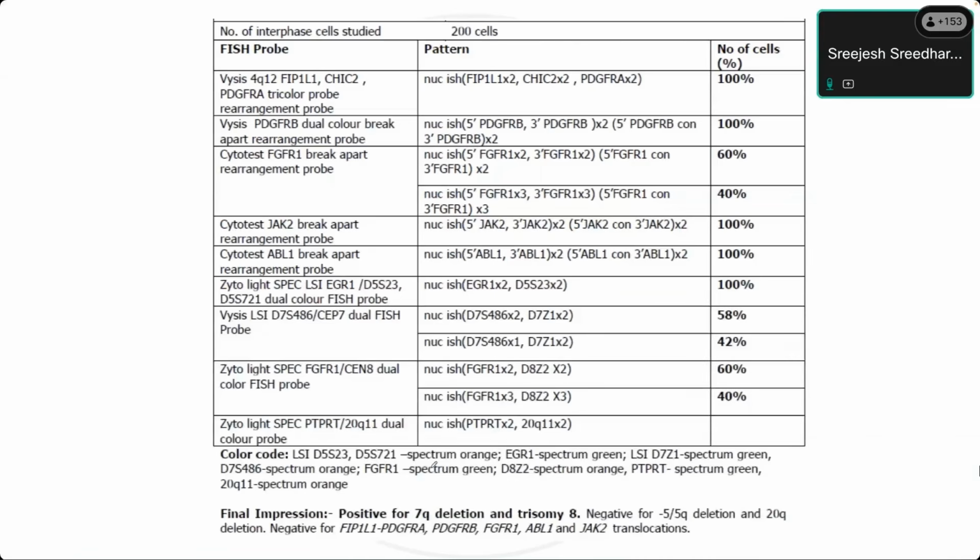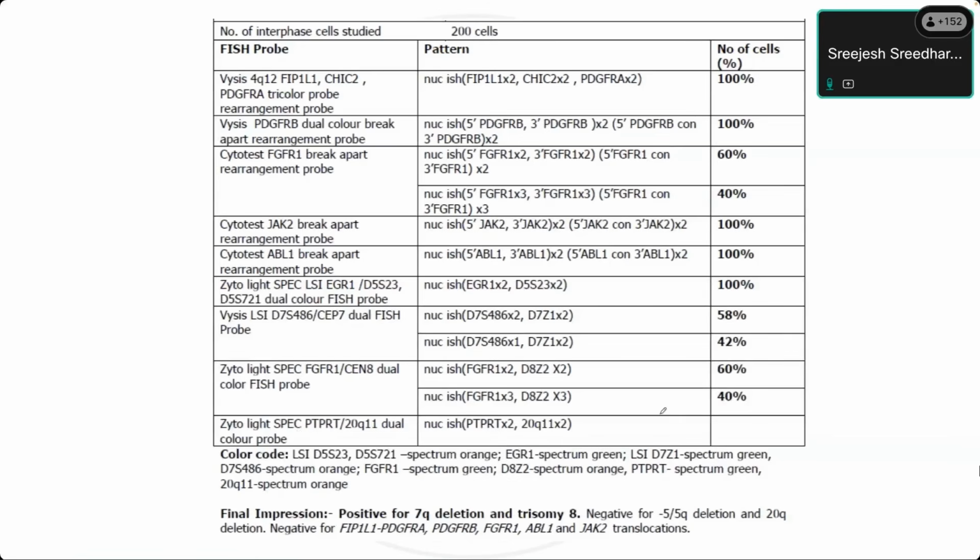So in this case, there is eosinophilia. We could not do flow cytometry. IHC showed an increase in mast cells. Next, we did cytogenetics. We looked for PDGFRA, PDGFRB, FGFR, JAK2, ABL1. This is our cytogenetic panel. Along with that, since there was some megakaryocytic dysplasia, we also looked for chromosomes 5, 7, 8, and 20 as part of the MDS panel.